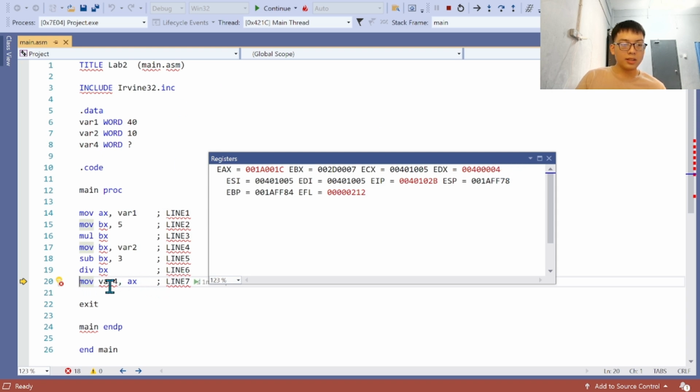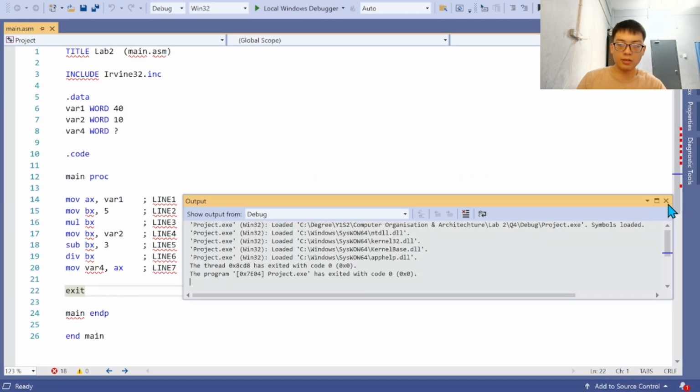And this line moves the AX into var4. And also, this var4 is a variable, not a register, so we cannot see the change. And that's all for question 4.